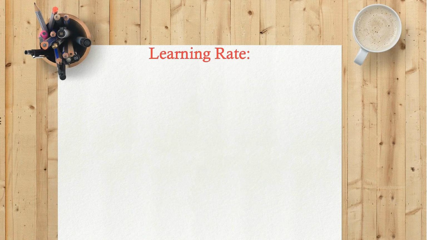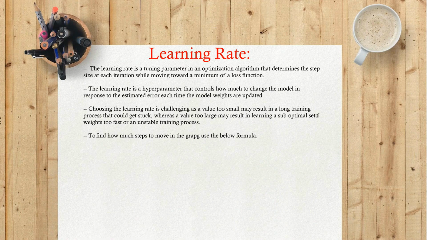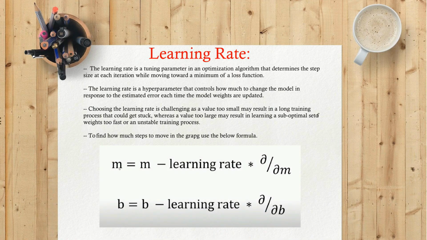Learning rate. The learning rate is a tuning parameter in an optimization algorithm that determines the step size at each iteration while moving toward a minimum of a loss function. The learning rate is a hyperparameter that controls how much to change the model in response to the estimated error each time the model weights are updated.